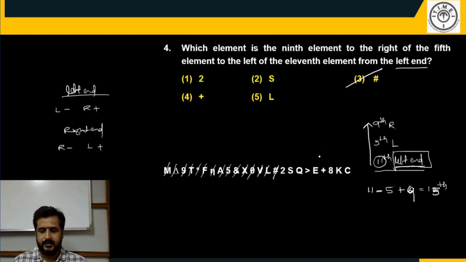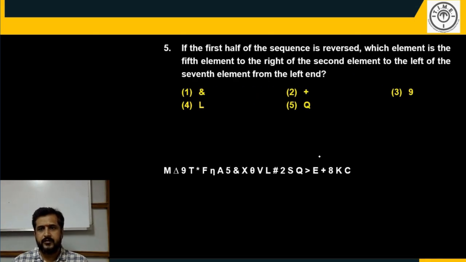Okay. Now move on to the next question. If the first half of the sequence is reversed, which element is 5th element to the right of? So 5th right. Second element to the left of? Second left. 7th element from the left hand. So the question is based on the left hand.